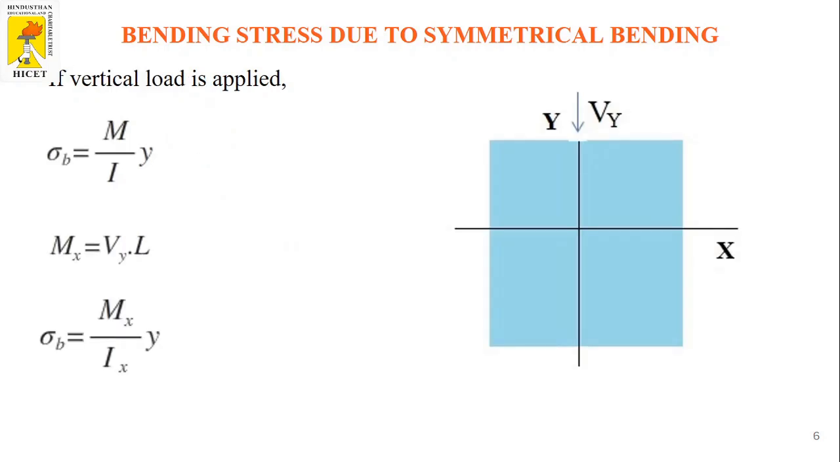Bending stress due to symmetrical bending. If the vertical load is applied, sigma b is equal to M by I into y, where M can be calculated as Mx is equal to Vy into L, where Vy is the vertical load applied on the cross section. So sigma b can be written as Mx by Ix into y.